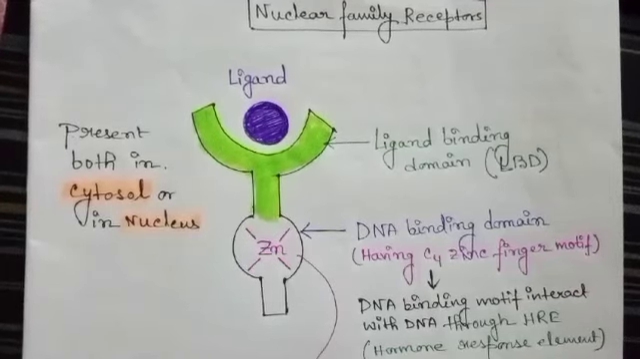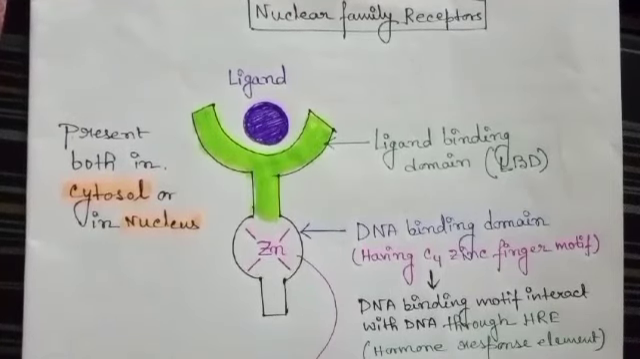Hello everyone. So today we discuss receptors, nuclear family receptors, which is a type of receptor. At first, we discussed in the previous class what the types of signaling molecules are. Signaling molecules are of two types: one is polar and another is non-polar. Polar molecules are hydrophilic in nature, so they are unable to cross the plasma membrane, whereas non-polar molecules are hydrophobic in nature and can cross the plasma membrane.